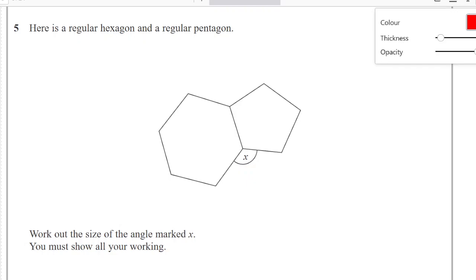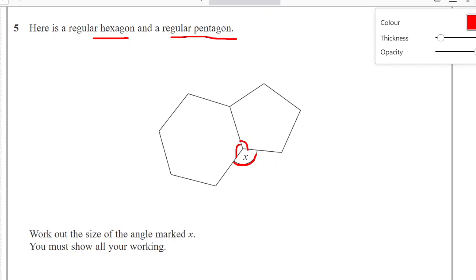So this is another exam question. It says here is a regular hexagon and a regular pentagon. So we have a hexagon and a pentagon, and we need to work out the size of the angle marked x. So we need to find this angle x. If we know this angle and this angle, we can figure out the angle x.